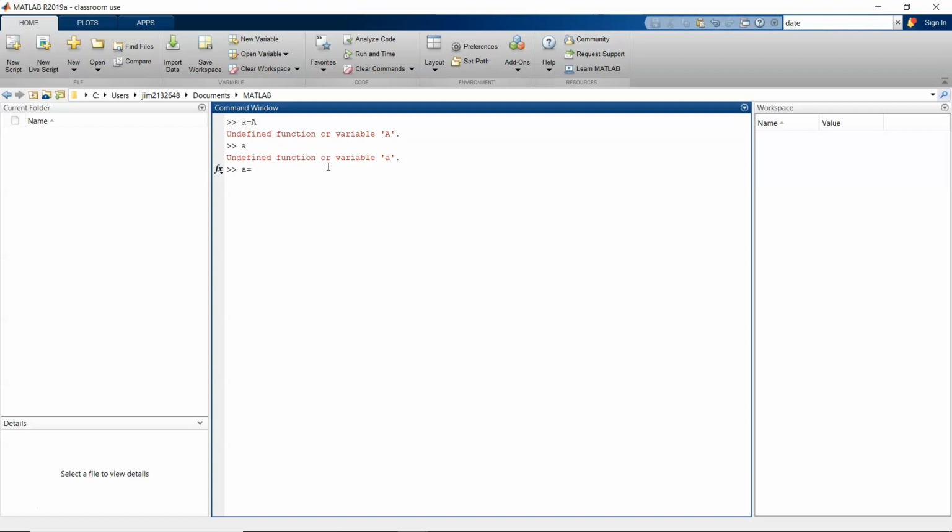A equals 2, big A equals 3. There. Little a equal big A. This is a comparison operator. It does not equal each other. It's a logical 0 or false.